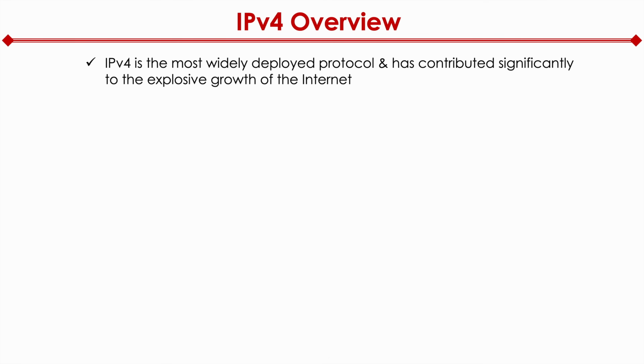IPv4 is the most widely deployed protocol globally, and that's the dominant protocol on the internet today. IPv4 is defined in IETF publication RFC 791. So if you Google RFC 791, you're going to come across the original specification of IPv4. It was published in the 1980s, I believe 1981 to be exact, and it's been around since then.